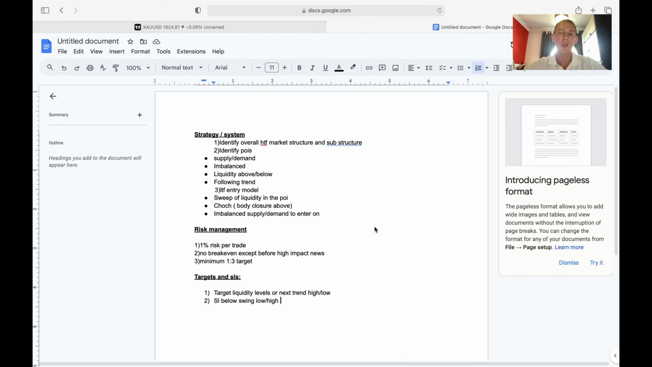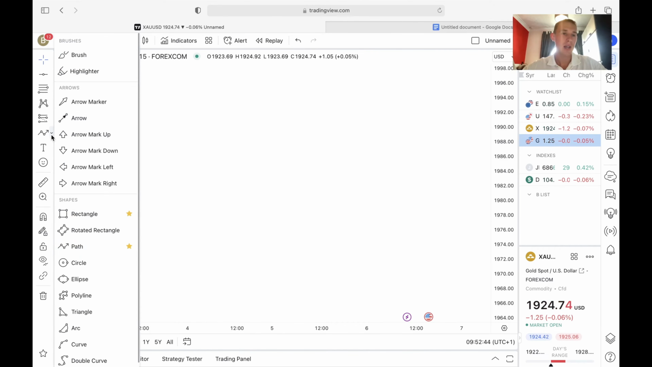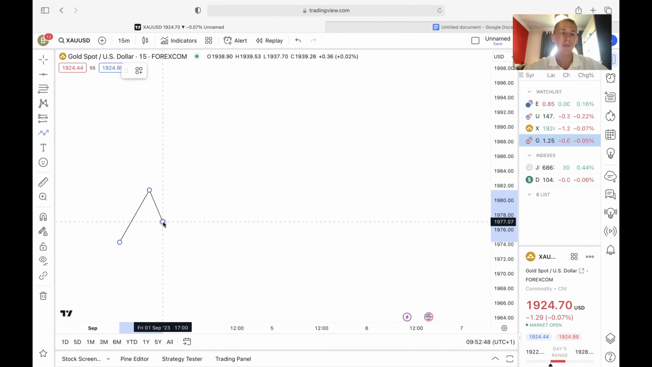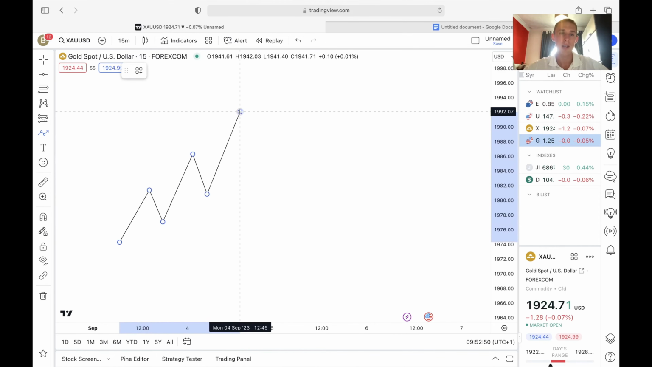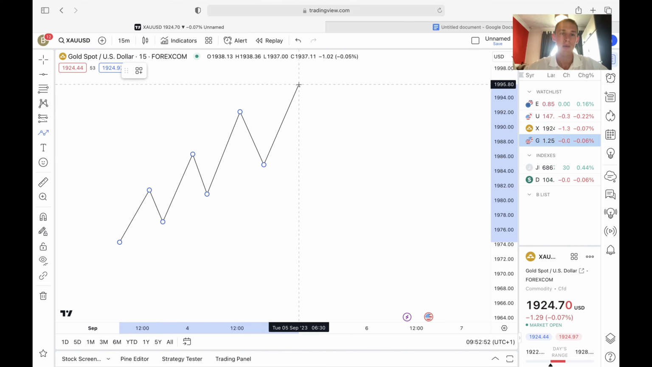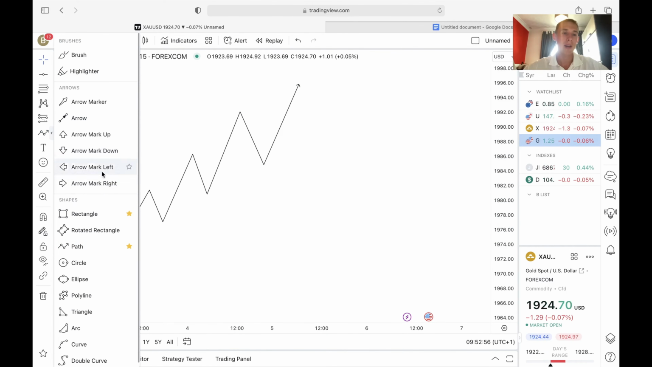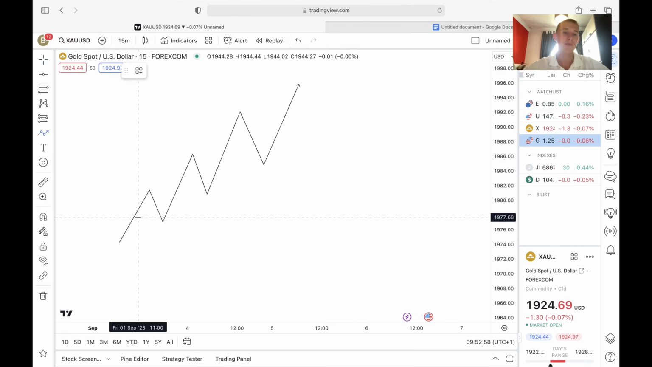So starting with the actual strategy or system, the first thing we're going to do is identify the overall market structure and also the substructure. What I mean by this is we're going to be identifying on the higher time frame the main trend. So let's say the trend is bullish on the higher time frame. That is our main structure. And by substructure, what I mean is the lower time frame trends within these bigger moves.